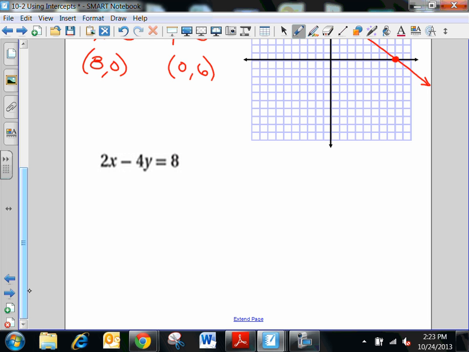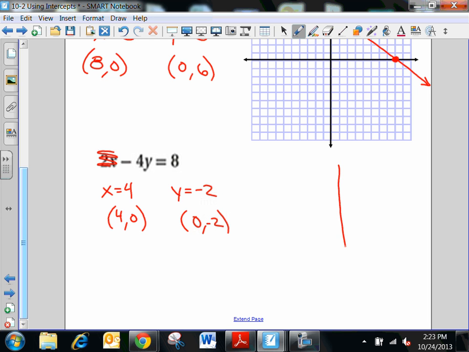This next problem here would be, if I cover up y, I'll get x is equal to 4. So 4, 0 is the x-intercept. If I cover up y this time, y would be equal to -2. So 0, -2 would be my y-intercept.